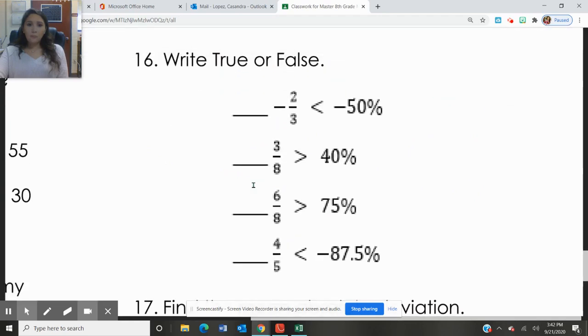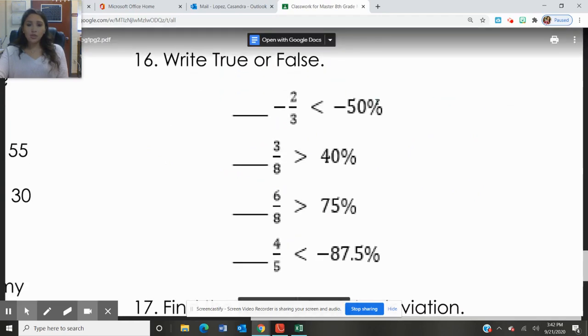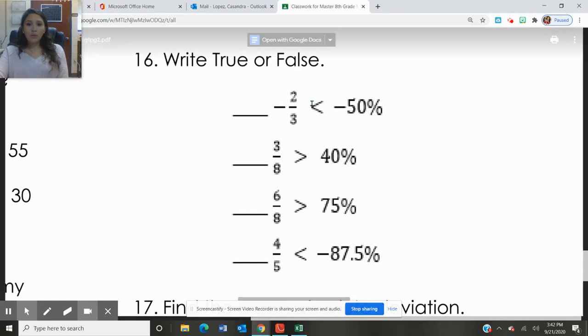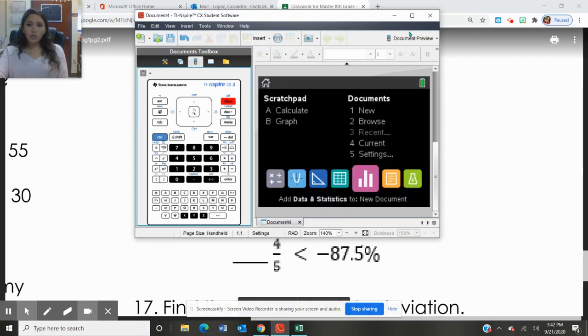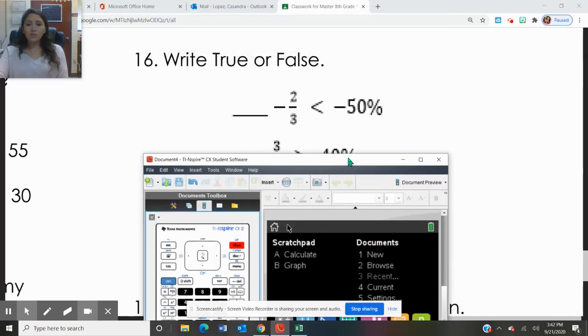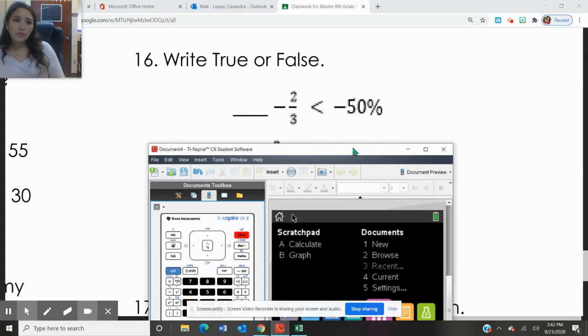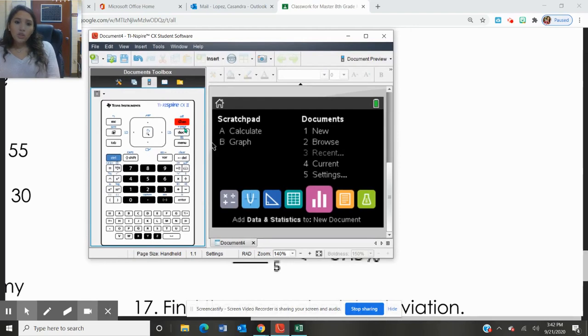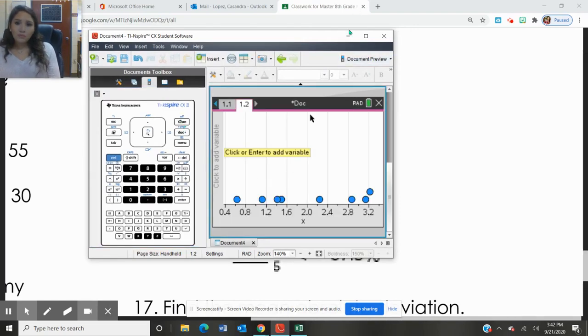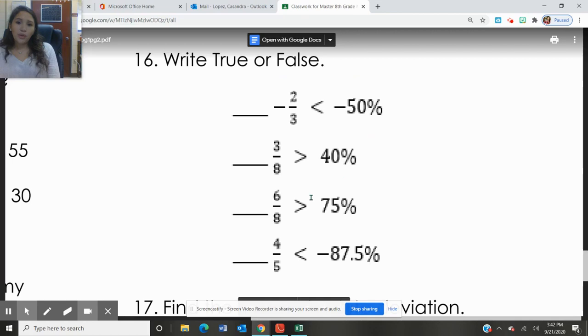Okay, so 16 is true or false. So I have negative 2 over 3 is less than negative 50%. So we can go ahead and convert these all into decimals. So I'm going to first convert negative 2/3. You can use ordering the data and statistics and lists and spreadsheets to do this as well, but we're going to try this out a different way. Actually, I think that'll be a better way to do it. So again, this is the less than symbol and this is the greater than symbol.